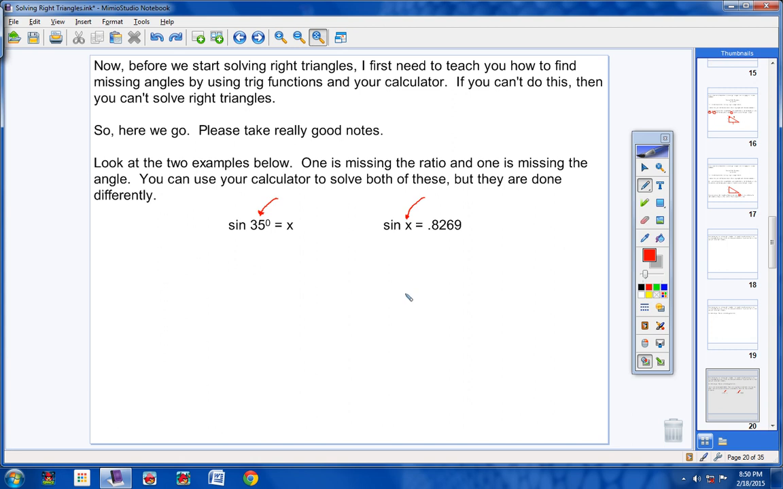So, having said that, this one here has an angle, and you're missing the ratio. This one here, you're missing the angle, and it does have the ratio. Now this one here, we learned how to do yesterday. So let's practice it again, okay? Make sure your calculator's in degrees, alright? And then go ahead and hit sine.